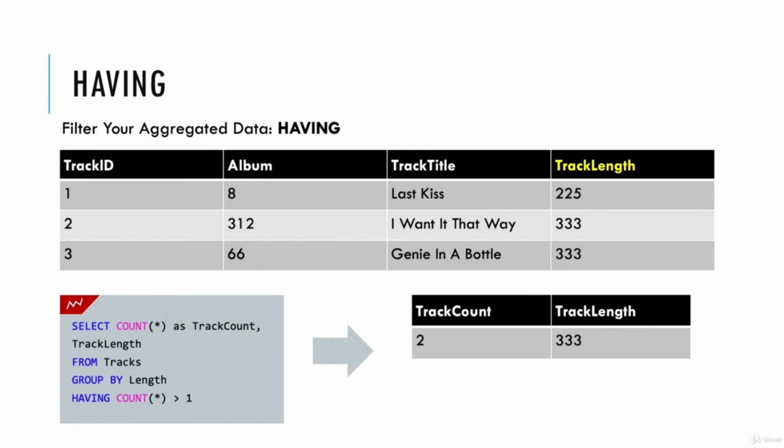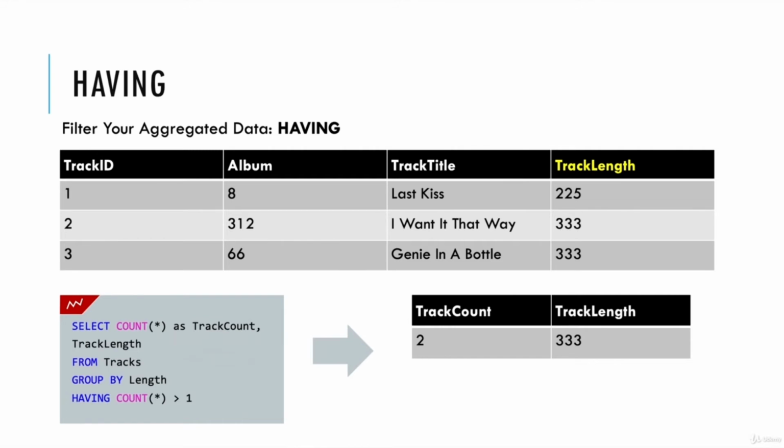Now we can look at this example and say 225 occurs only once, but 333 occurs more than once. So as we would expect, the results are a track count of 2, which is how many times that specific length occurs, and the length of 333. But now, instead of that previous example where we had 2 results coming back, we only have the results that meet our having criteria. And you can see in our having criteria, we have an aggregate, which is count star greater than 1. So you'll see this a lot of times.